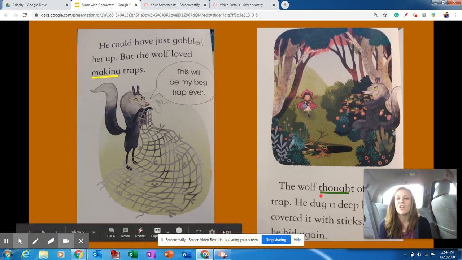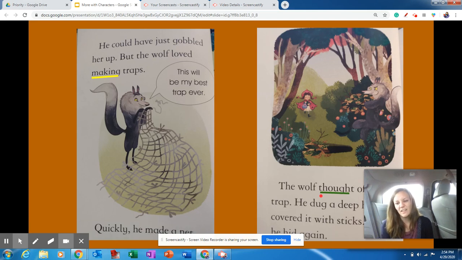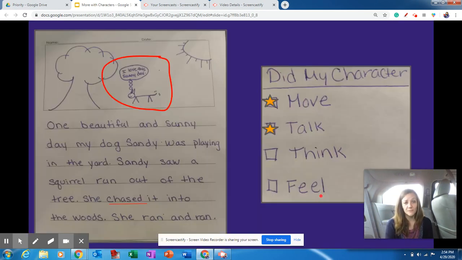The wolf thought of a new trap. Those words are kind of hidden on your screen, but that's what it says underneath there. The wolf thought of a new trap. That tells your reader that the wolf is thinking. I love how they use those words.